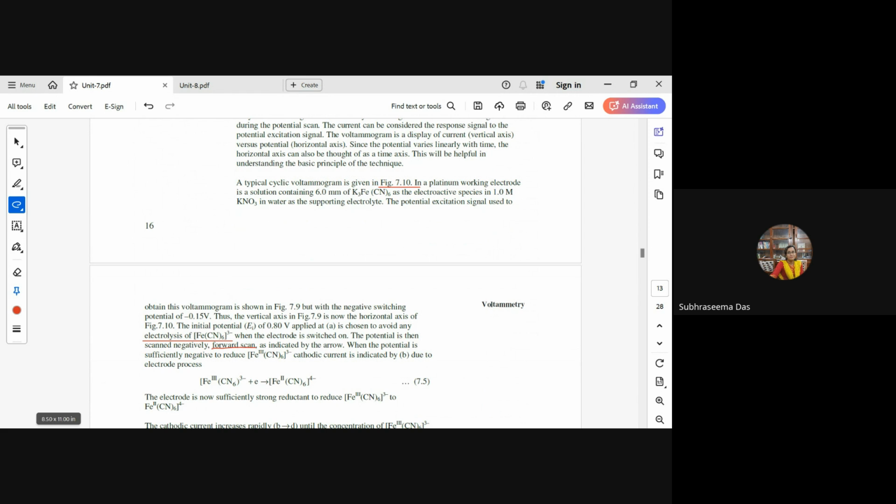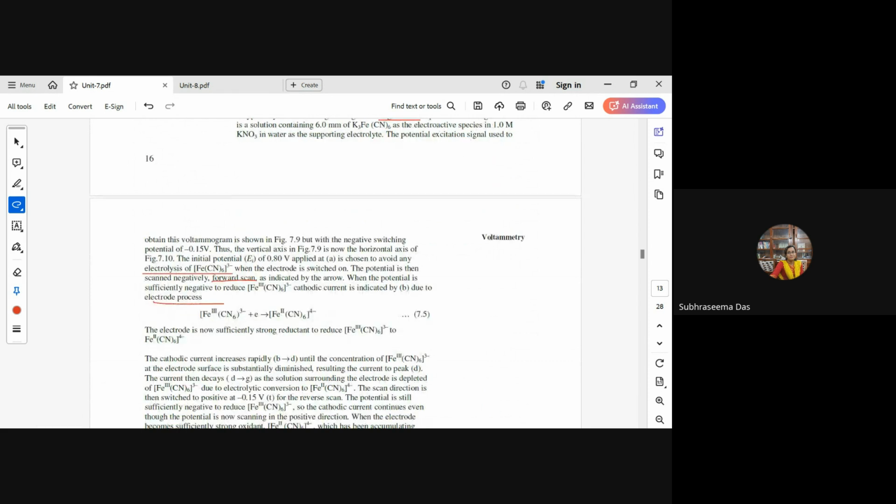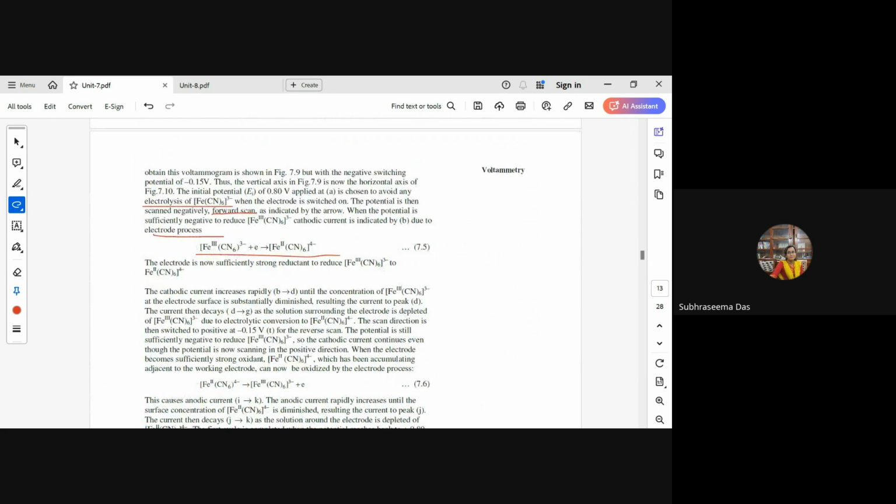When the potential is sufficiently negative to reduce Fe(CN)6 3-, the cathodic current is indicated due to the electrode process. So here Fe(CN)6 3- undergoes reduction to form Fe(CN)6 4-. The electrode is now a sufficiently strong reductant to reduce the ferricyanide to the ferrocyanide.